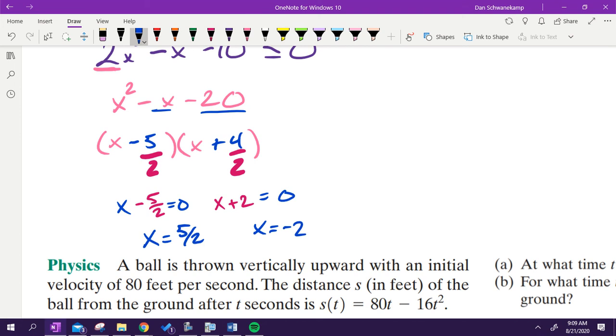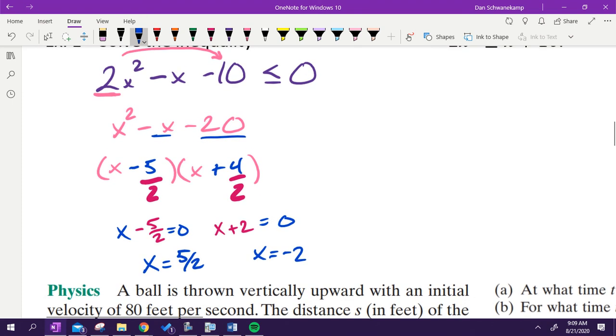Did anybody do just normal factoring without listening to me? Did you get the same answers in the end? You get 5 halves and negative 2. Both work. Whatever makes you happiest. If you already know how to do guess and check, don't listen to me. But if you've always kind of struggled with it, borrow and payback's a good method. Don't forget to pay it back. Students always remember the borrow part, and they forget the payback.